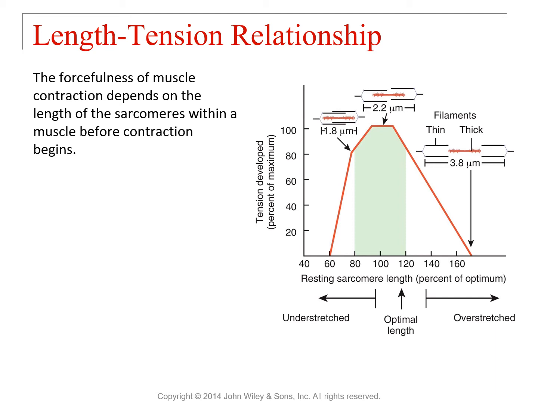So the first thing that I want to talk about, of course, is what the y-axis means, and that is the tension that's actually developed as a percent of the maximum possible tension. So of course we're just going from 0 to 100 here. And on the x-axis you have the resting sarcomere length. So at what length is the sarcomere?